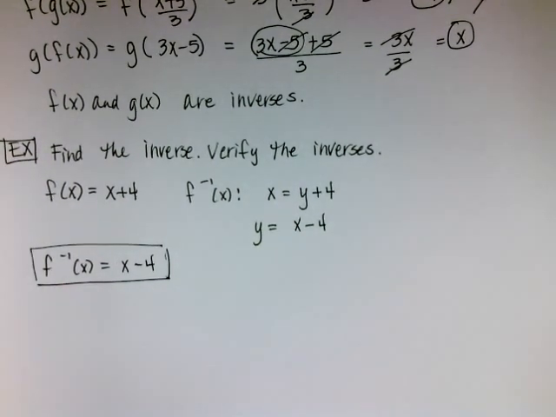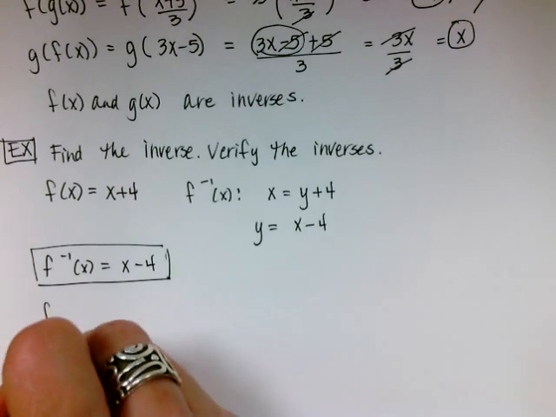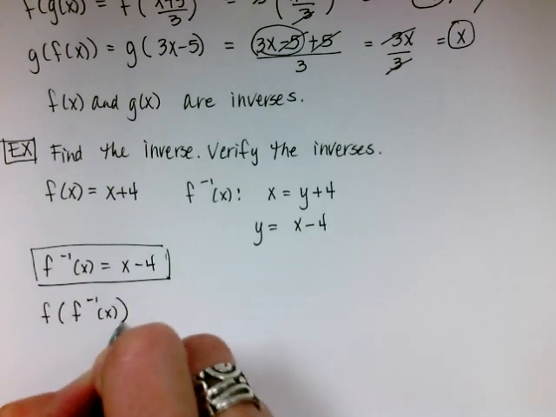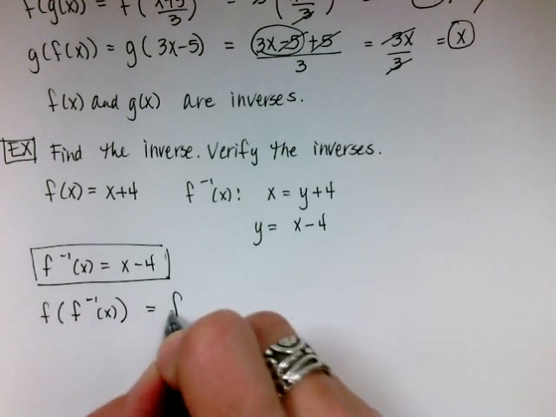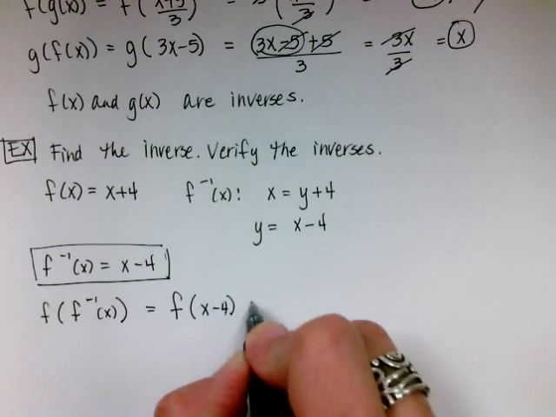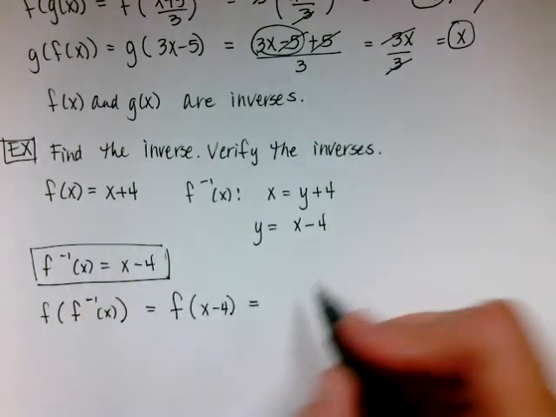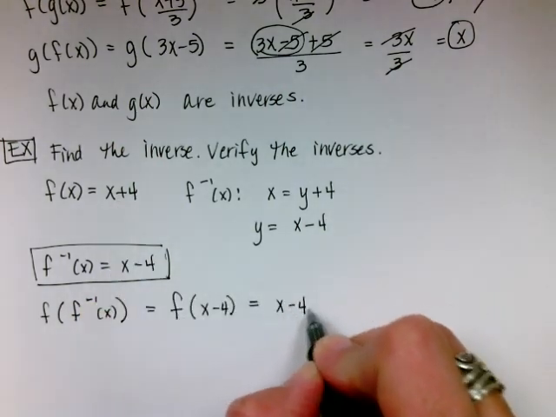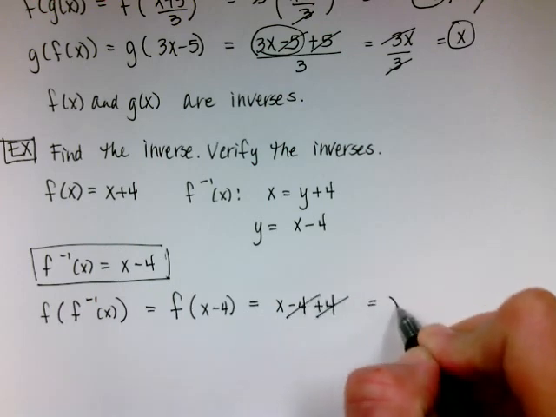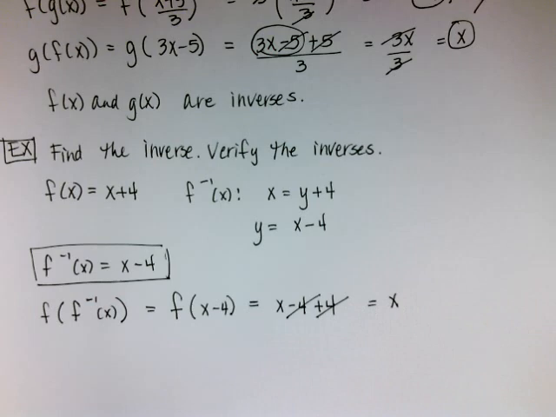Okay, so there's my inverse. So now I'm going to do the verification process. So I'm going to do f of the inverse of x. I'll do that one first. So there's the f. My input is going to be x minus 4, and I'm going to put that into my original function. So I'm going to have x minus 4 plus 4. The 4's cancel, and I'm left with x. So that was very polite.